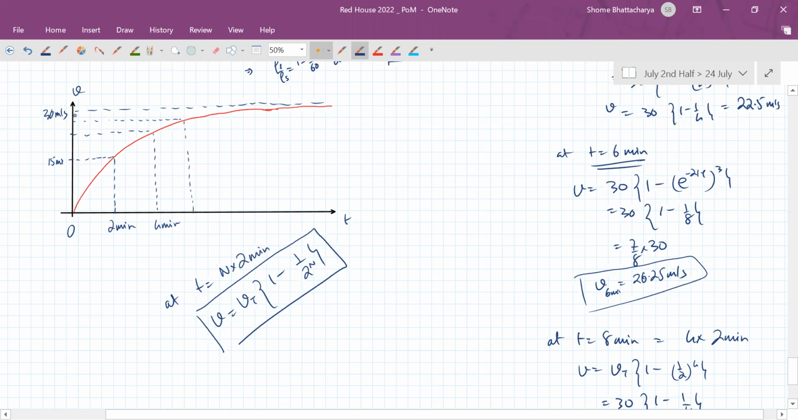So in equal intervals of time, this kind of thing happens. It goes from half of terminal velocity to 3/4, 7/8 to 15/16, like that.